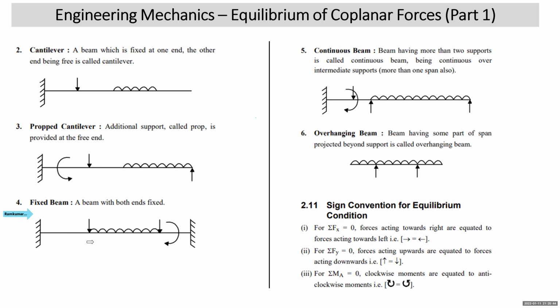Next is fixed beam, a beam which is fixed at both ends. You can see that it is fixed at the left end and it is fixed at the right end. Such a beam is called a fixed beam.